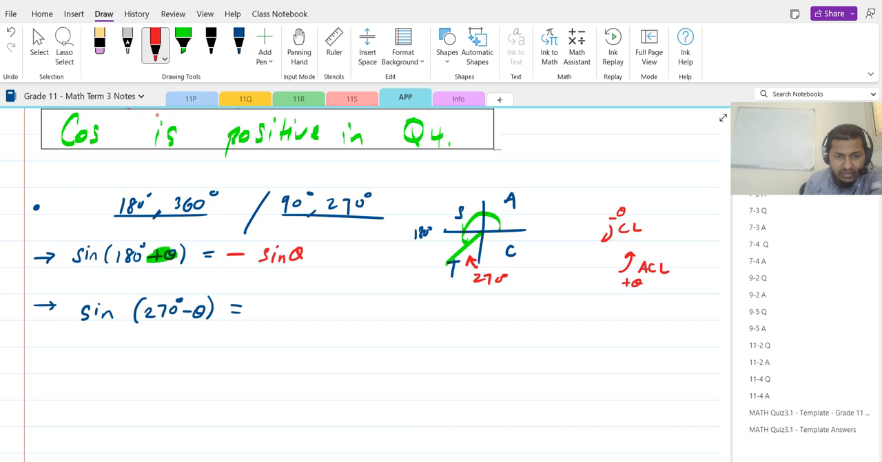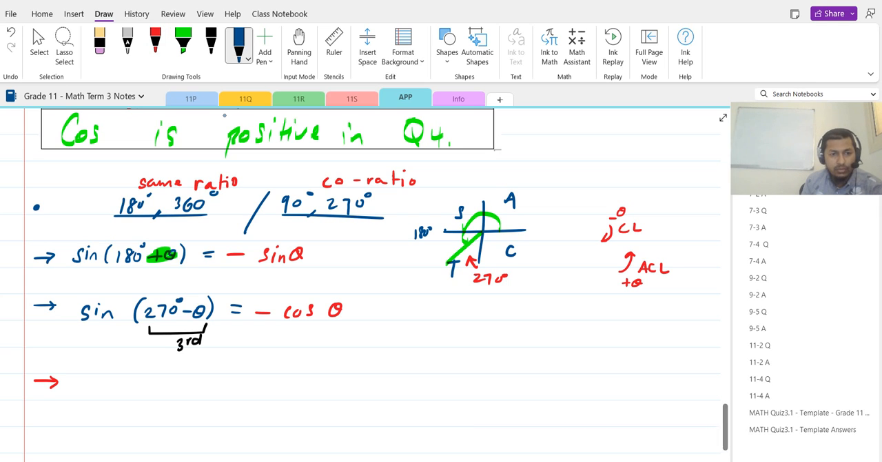So we're in the third quadrant. Remember, this is quadrant 3. So in the third quadrant, sine is negative, and sine changes to cos because of the 270, so it's negative cos theta. Because it takes a co-ratio, 90 and 270 take the co-ratio, okay? And 180 and 360 keep the same ratio. Only the sign changes because of the quadrants. I hope you guys are understanding. Let's look at the next problem.